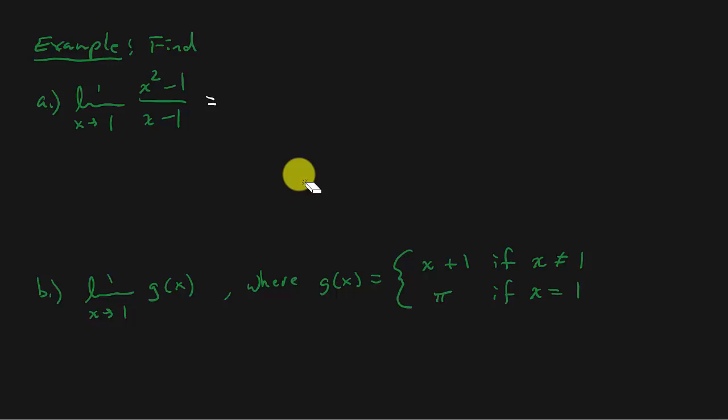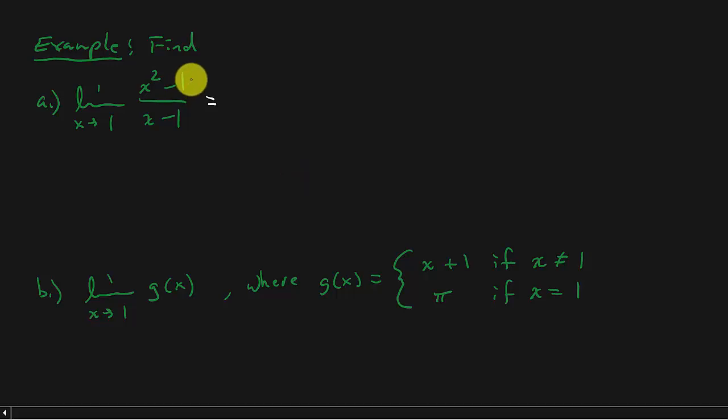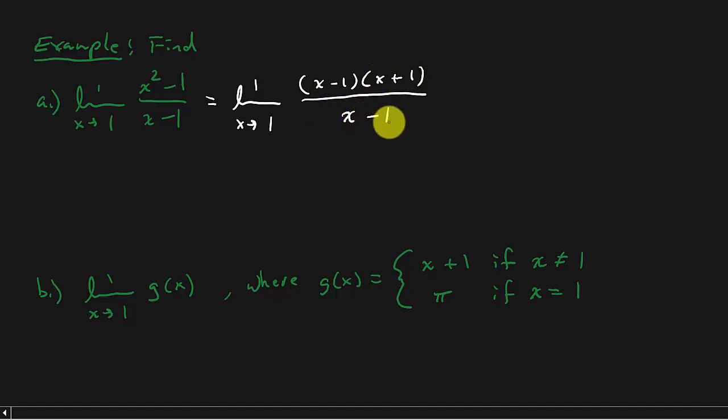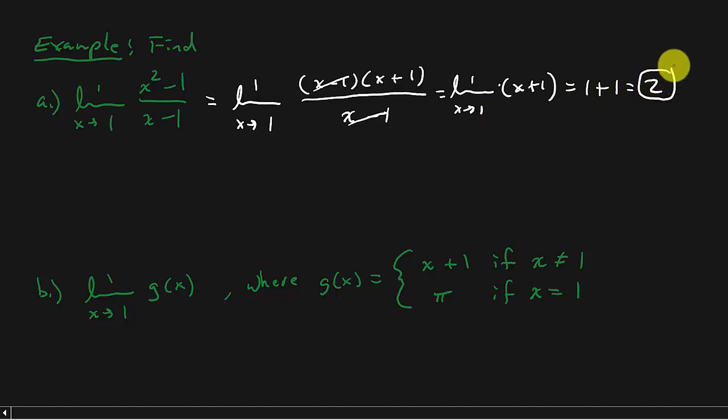So in this one, we got 0 over 0, so let's do something else. We look at this numerator here, and we can see that we can factor it. All I did is I factored the numerator. And look at this, you see how these x minus 1s cancel out? That leaves me with the limit as x goes to 1 of x plus 1. Well, now I can just take the 1 and plug it in. So 1 plus 1 is 2, and there's my answer.